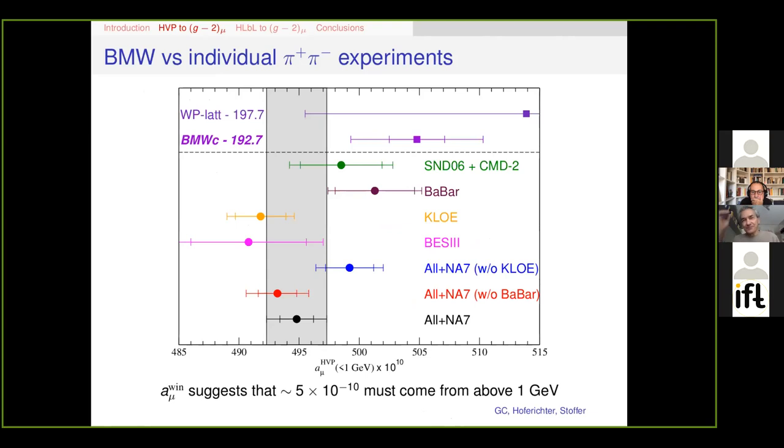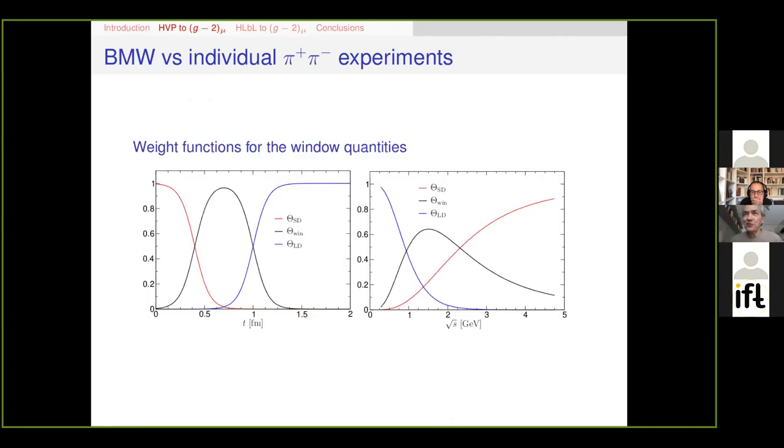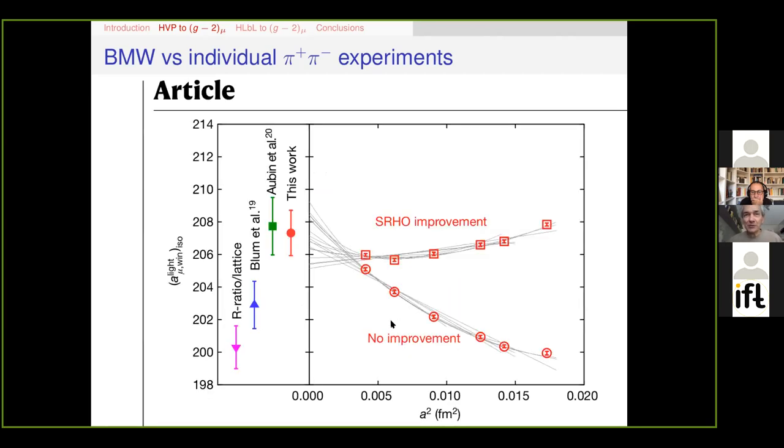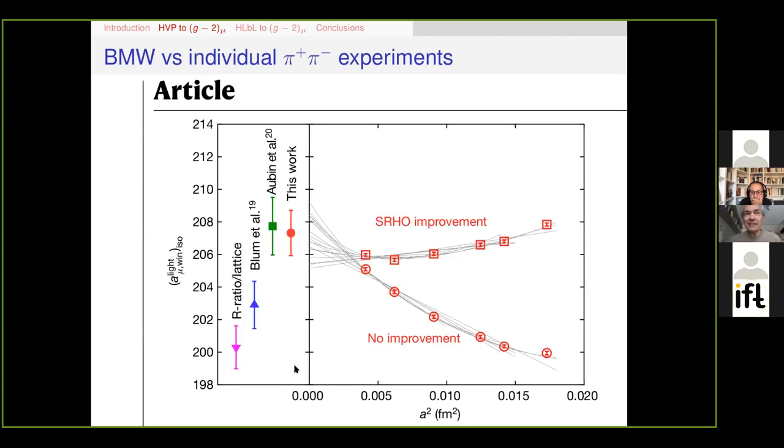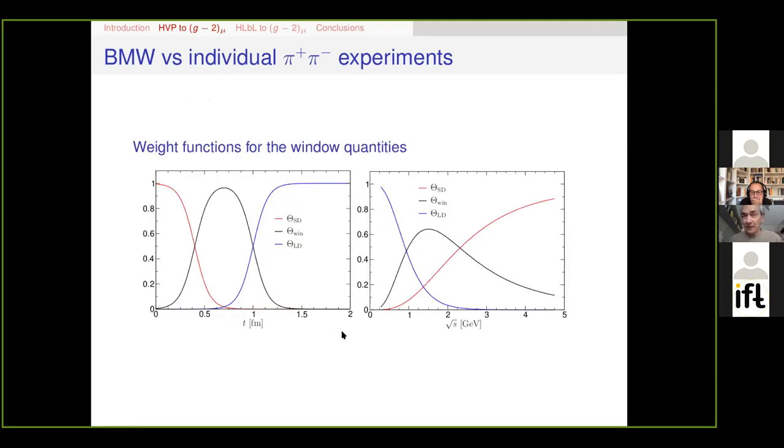Now, this tells us, if you consider these weights here, that actually the hypothesis that all the change comes from below 1 GeV is not compatible with this discrepancy here. Because if you put all the weight below 1 GeV, it contributes to this window quantity, you have to weight it with this function here, only just a little. So it cannot explain this difference here. So you have to reduce a little how much comes from below one GeV.